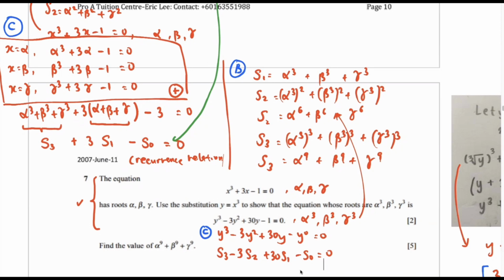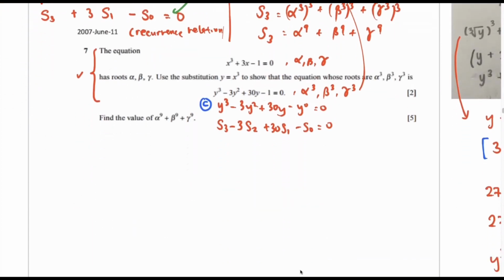So we understand recurrence relation already. Now let's see how we apply it. So three techniques, A, B, C. I will show you the working for these questions. Find the value of alpha 9, beta 9, and gamma 9. So of course, when we look at this, we think of this equation. We showed this equation already, and now we may think of considering this, change it to recurrence relation.